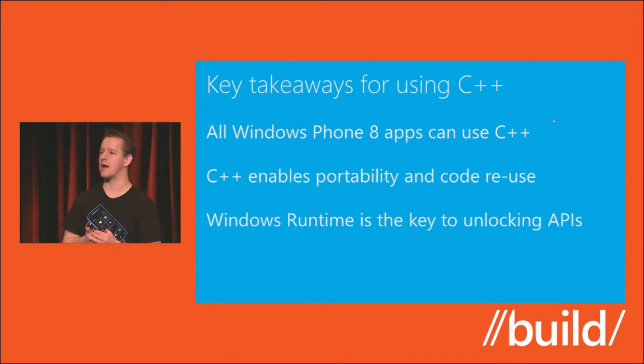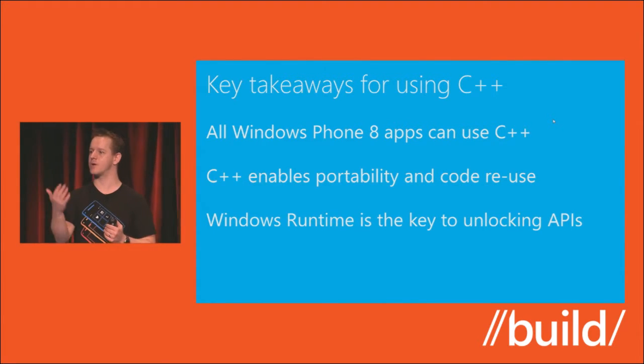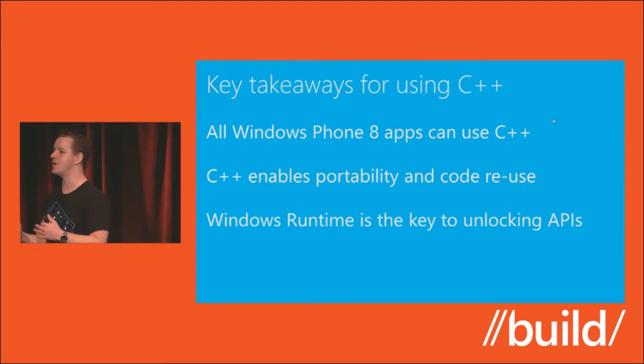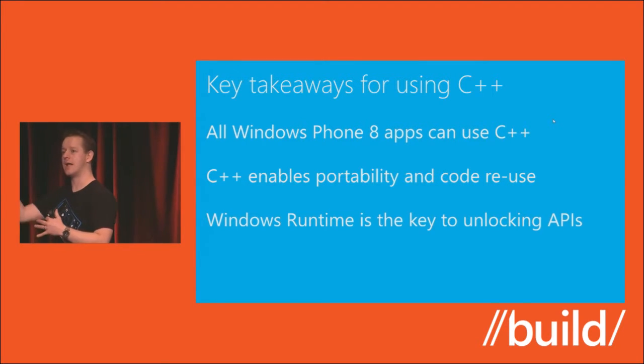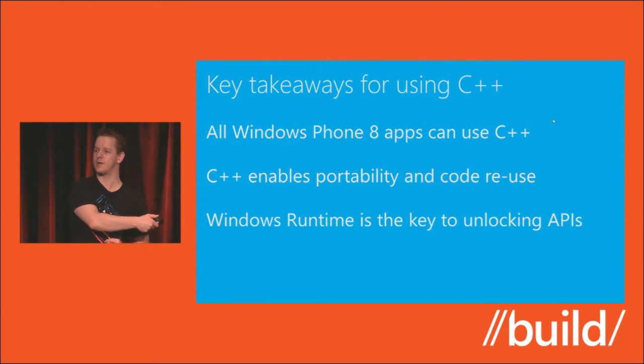It's the key to using our new APIs on the phone, like that speech API, like networking, proximity, in-app purchase, all those kinds of things. And it's also the key for you to unlock your own native code and expose that through APIs to C# and VB. And of course, on desktop Windows, JavaScript as well.